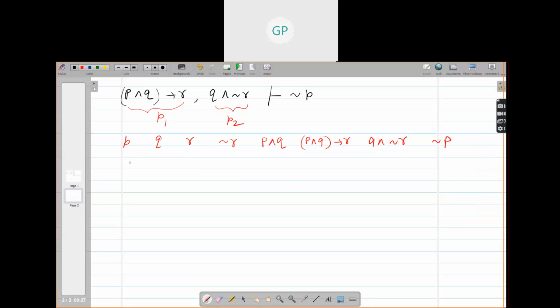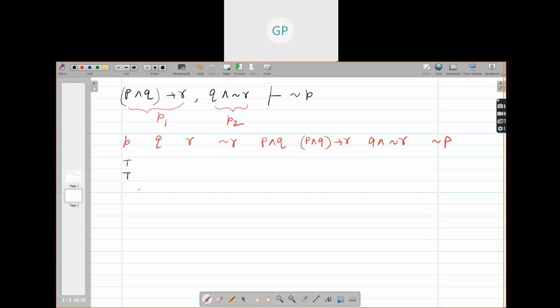Remember the truth values for three statements. How many simple statements do you have? P, Q, R. Three statements. So how many rows will be there in the truth table? Eight, 2 raised to 3. So you have to make half of that.